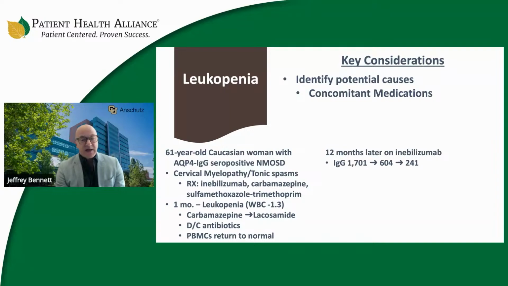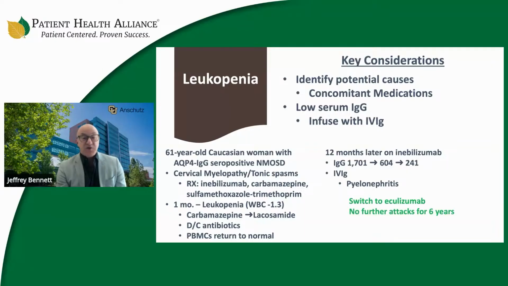Of course, 12 months later, she unfortunately developed another treatment emergent adverse event with hypogammaglobulinemia. Looking at those levels of 241 milligrams per deciliter, we started her on intravenous immunoglobulin, and she developed infections with pyelonephritis, prompting us to switch her to eculizumab with no further attacks for the next 6 years. So we switched this patient to eculizumab. What about vaccination and antibiotics with this switch to a C5 inhibitor therapy?